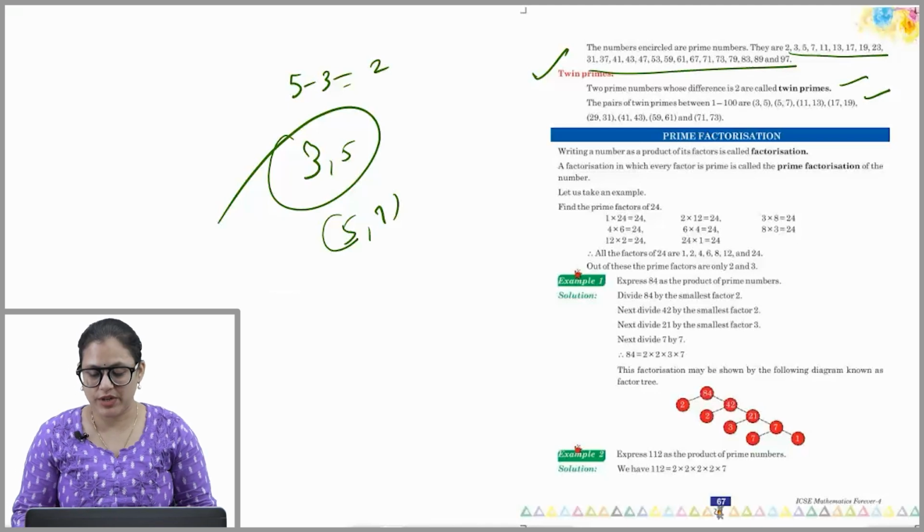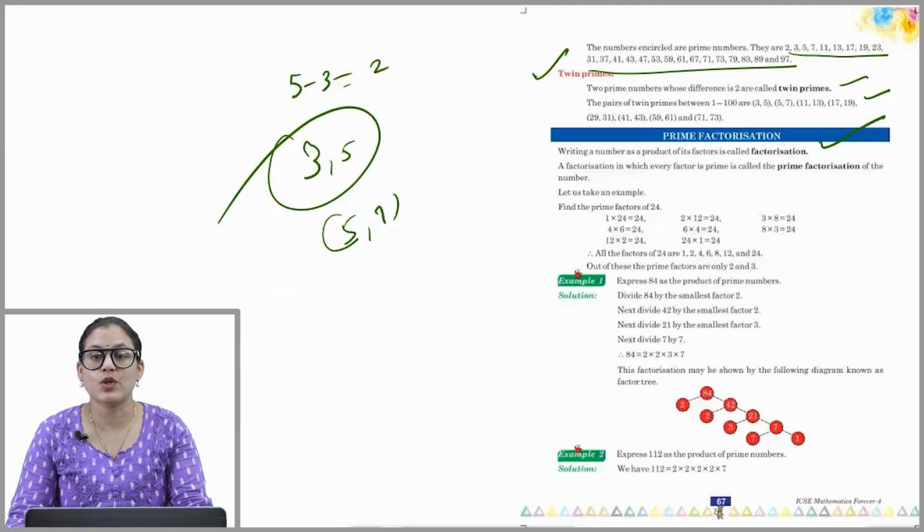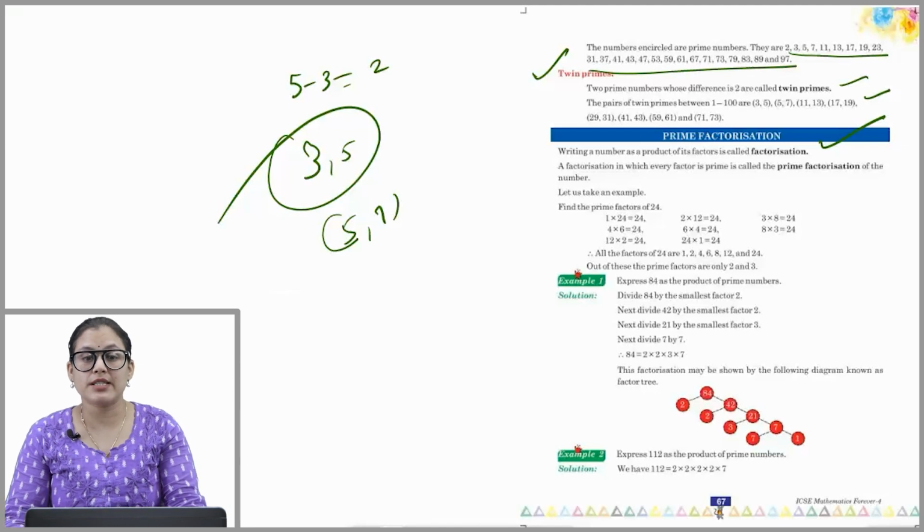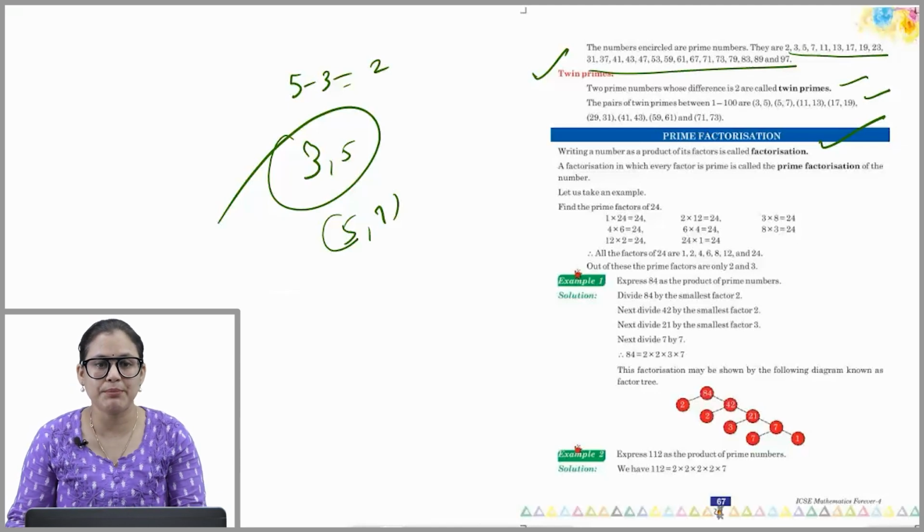Now, prime factorization. Writing a number as a product of its factors is called factorization. A factorization in which every factor is prime is called the prime factorization of the number. Let us take an example.